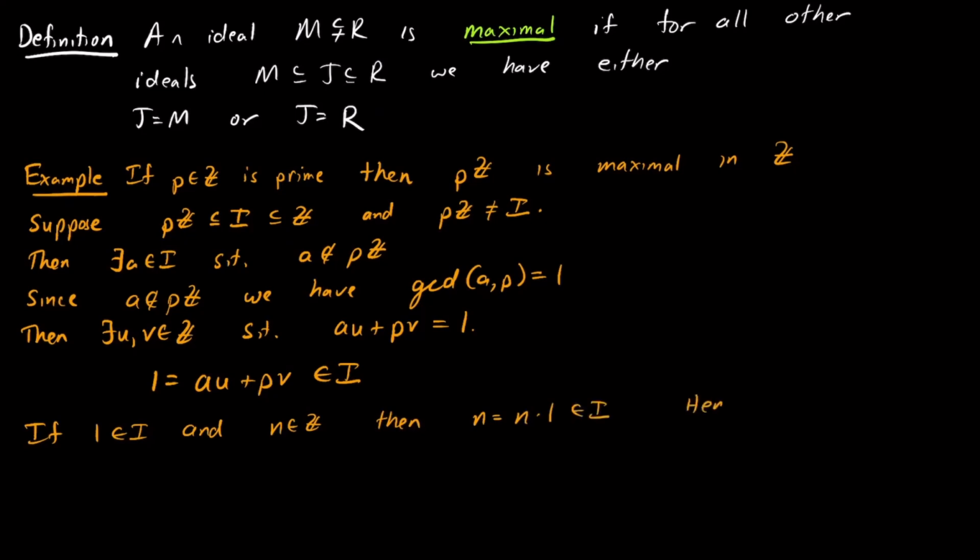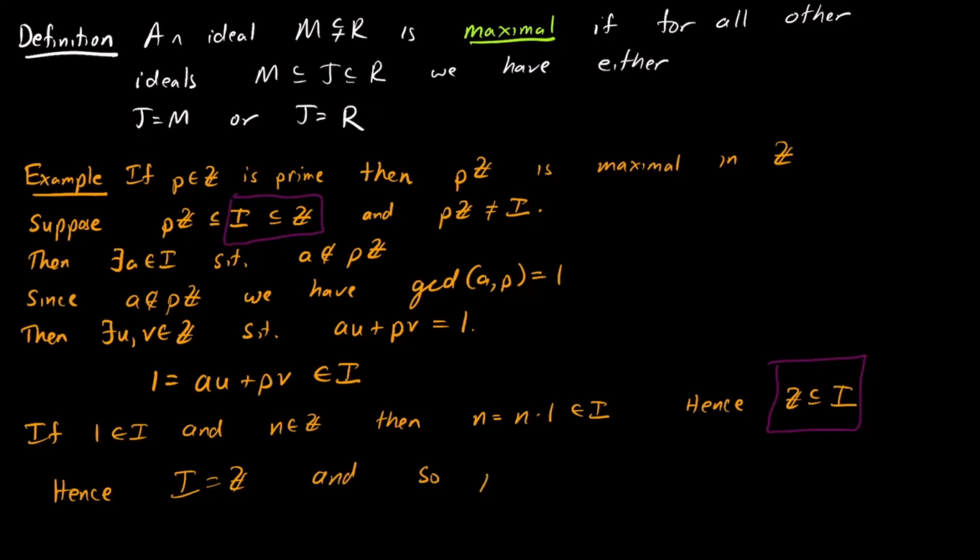So hence, I have that Z is a subset of I. Well, what does that lead me to? We know that I is a subset of Z. We've just shown that if 1 is in my ideal, then Z is a subset of I. So I could then say, hence, I is equal to Z, and so PZ is maximal. Okay, so we've shown that this is a maximal ideal.